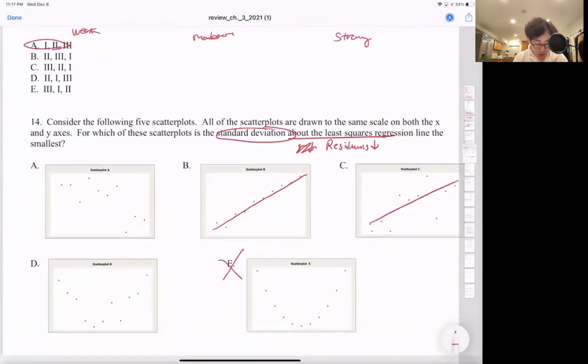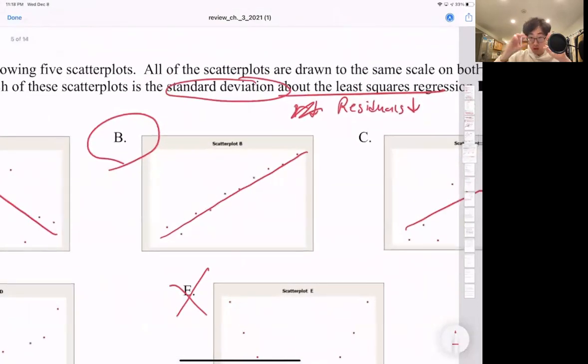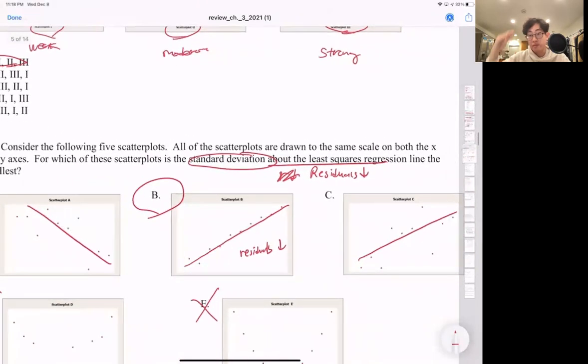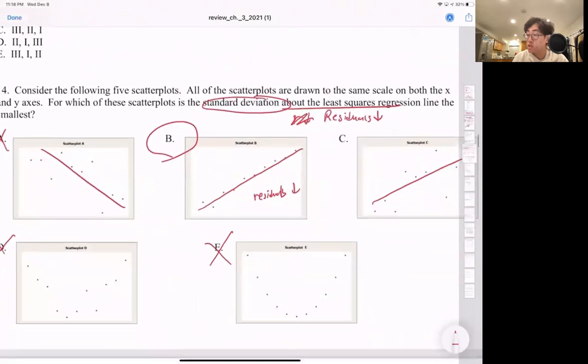This one, I'm just going to eliminate because it makes no sense. This is very weak. This is also very weak. So between B and C, which one's stronger? Obviously B. If the line and the dots are very close to each other, your residuals are very small. Therefore, the standard deviation of the residuals about the least squares regression line is going to be very small. In other words, it's going to be B because the residuals are smallest, or the line fits the dots very well. So the answer for 14 should be B.